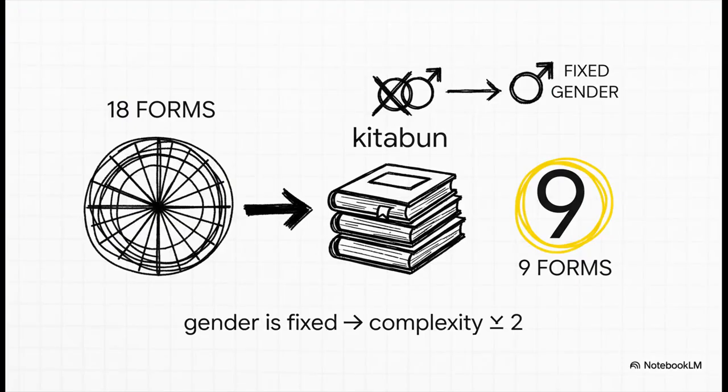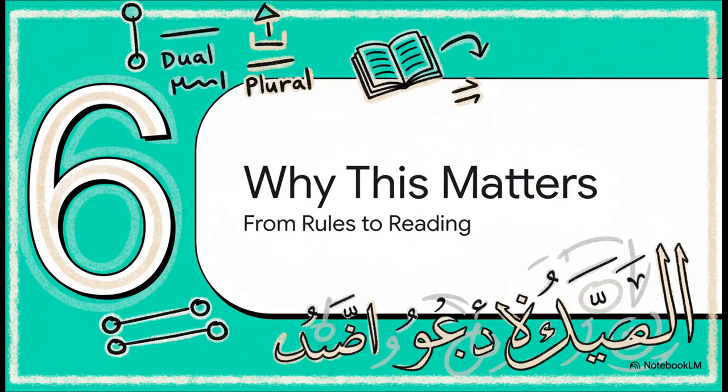Oh, and a quick little side note, what about things, not people? For inanimate objects or non-real nouns, it's a little less complicated. A word like kitabun, a book, has a fixed gender, so you're not going to have a separate feminine version. That means you only have to worry about 9 possible forms for it. See? Simpler.